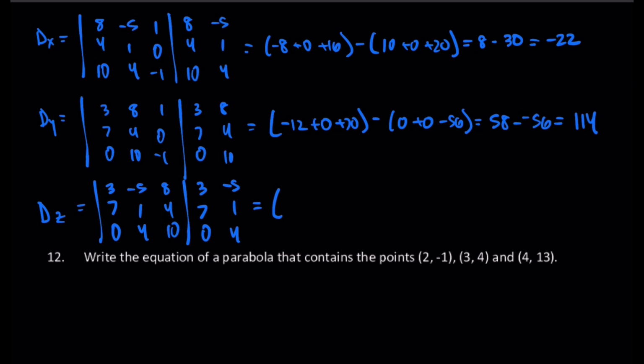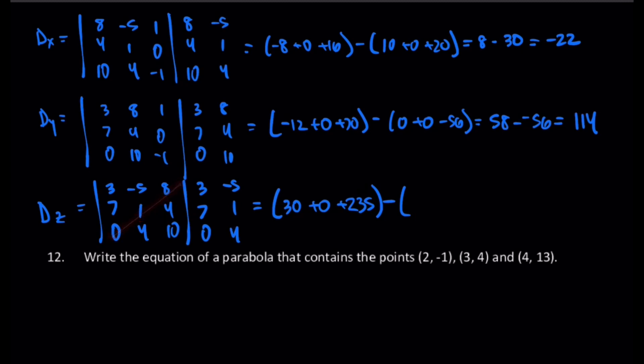3 times 1 times 10 is 30. Negative 5 times 4 is negative 20. Oh, it's a 0 at the end. 8 times 7 times 4. Yeah, so this is where it gets a little weird. 8 times 4 is 32 times 7. So that's going to be 210 and 14. 235 maybe? I guess I don't know. I'm just trying to do this in my head real quick here.